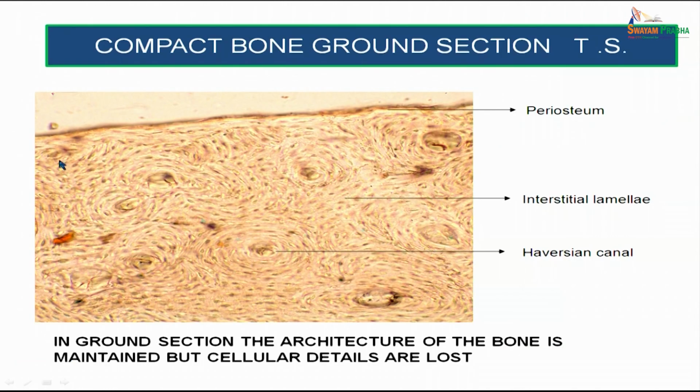This is another slide of the compact bone. Here we can make out one Haversian system, one Haversian canal. We can make out interstitial lamellae. We can make out periosteum on the outside. Now, what is to be remembered is that in a ground section, the architecture of the bone is maintained, but the cellular details are lost.